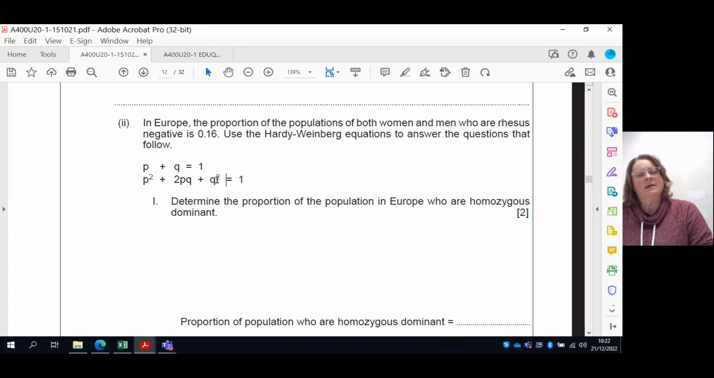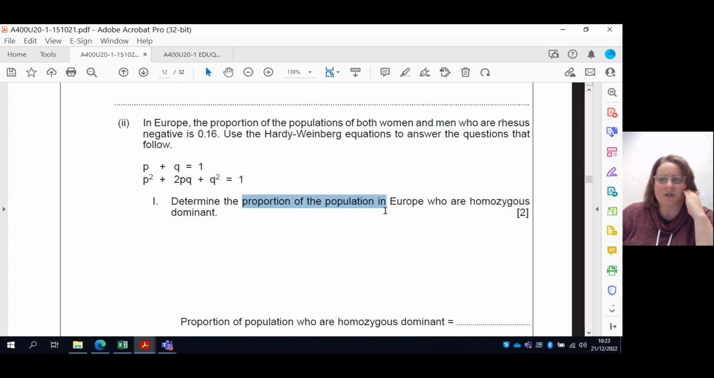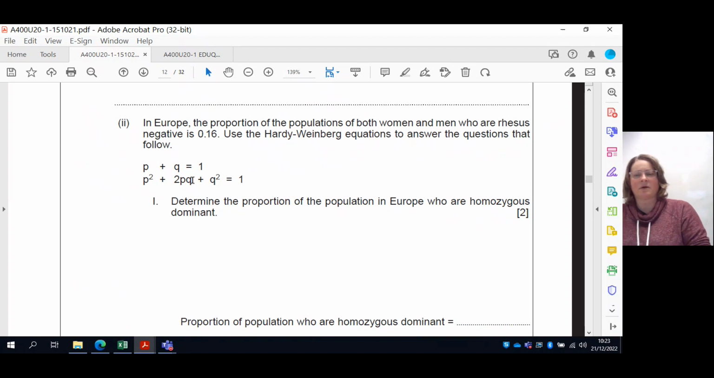So your q squared, take the square root of it to get to your q. 1 minus whatever that was gives you your p, filling in the whole equation to get to what it is that you actually need. Hold on a second. What does it actually ask you? Determine the proportion of the population in Europe who are homozygous dominant. So it doesn't ask you about how many of them have one allele for rhesus positive. It asks you which ones have got 2 alleles for homozygous dominant.